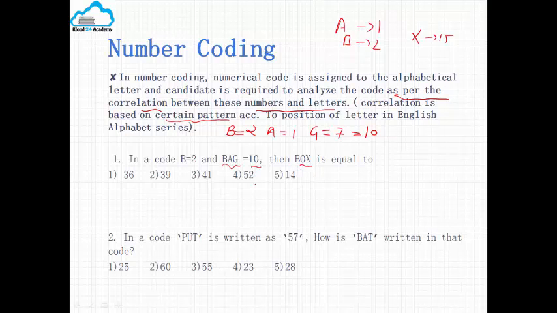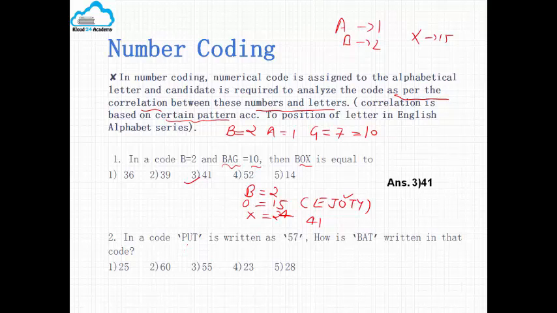So BOX is equal to B is 2, O is 15. Now how am I so quick? Because I remember this, IJOT: 5, 10, 15, 20. And X will be just before Y, which is 25, so that is 24. So the total is 41. So 41 is the answer.